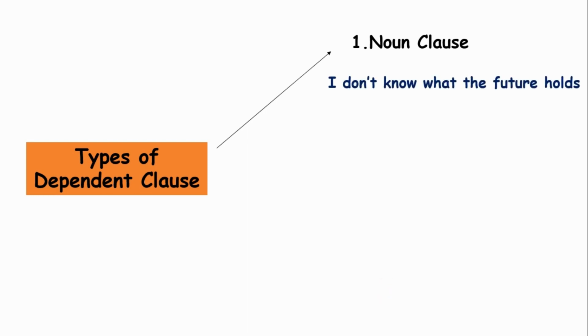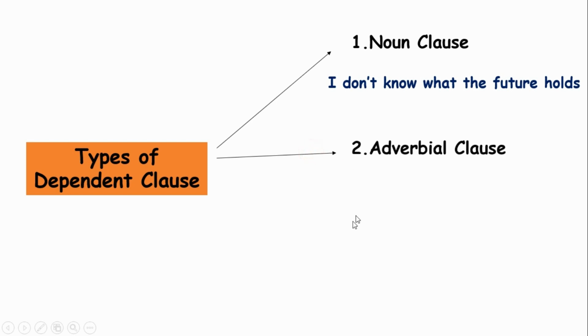Now let us see the types of dependent clause. This is really crucial. Noun clause. Example, I don't know what the future holds. I don't know. Here, this is the independent clause. You can put a full stop after "know" and it becomes a simple sentence. What the future holds. Now here it is the noun clause. I don't know what the future holds. I don't know something. And by default all the things are nouns. Okay. So it is a noun clause.